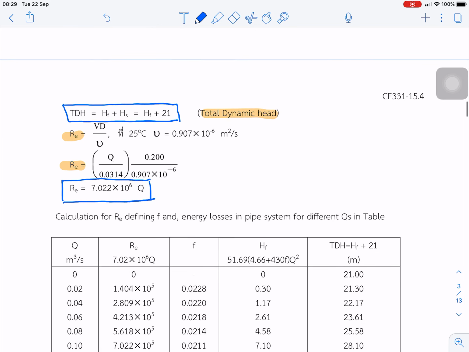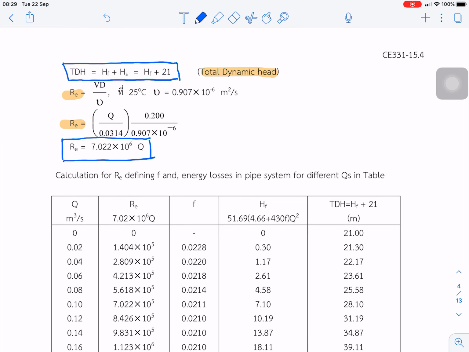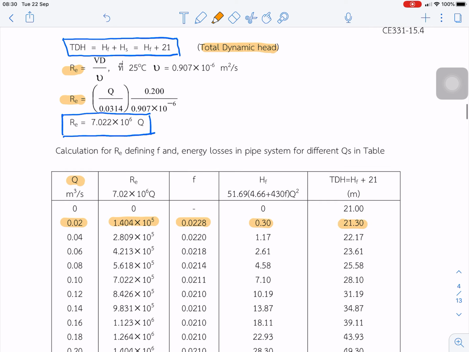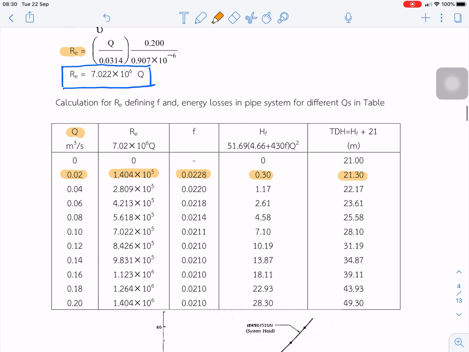Next step, we draw a table. We vary the Q, starting from 0.02, and based on the above equation, we got the Reynolds number, and open the Moody diagram. We got the friction factor. We substitute in the equation of head loss, got 0.3 plus the static head, 21.3. So we can do the same, increasing the Q every 0.02 until we get to 0.2. Okay, and Reynolds number, friction factor, head loss, and total dynamic head.